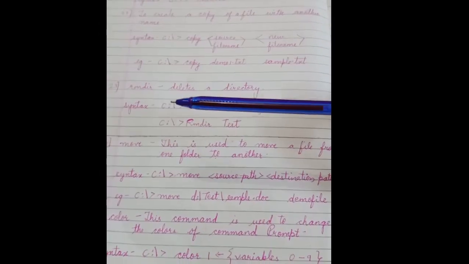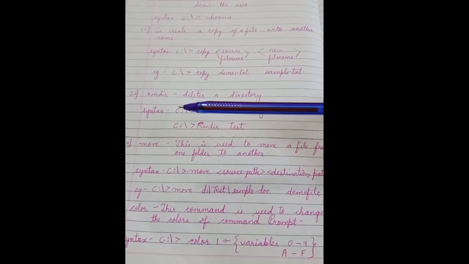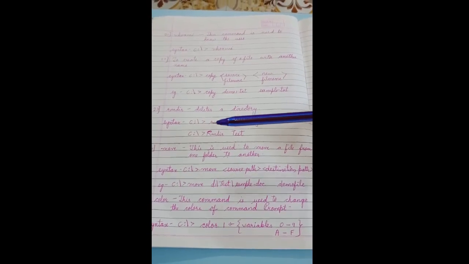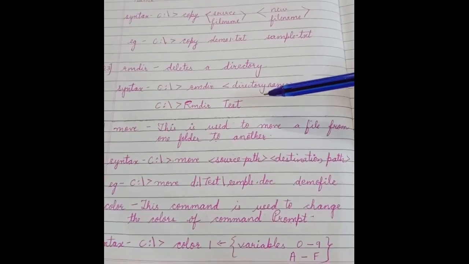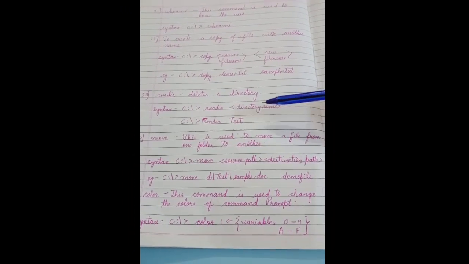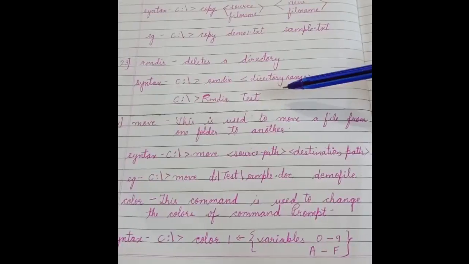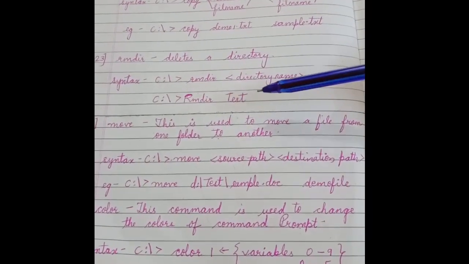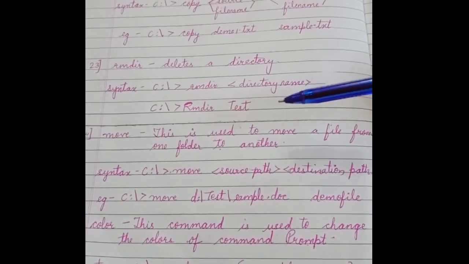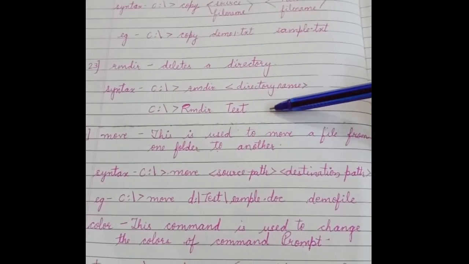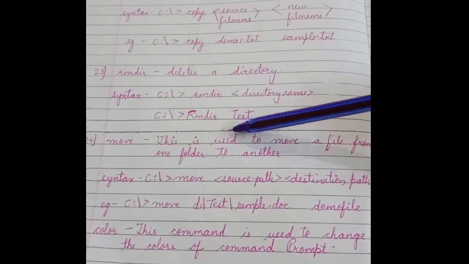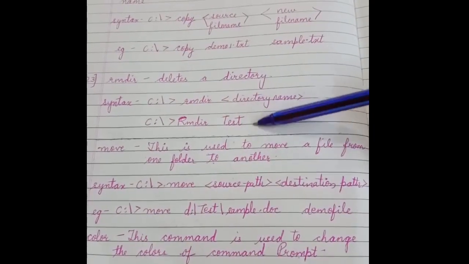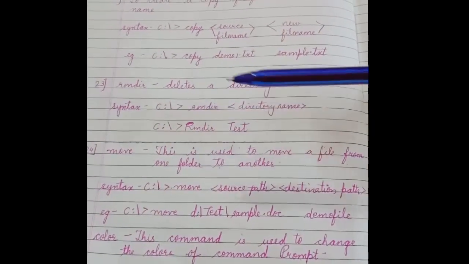Next command is rmdir. It stands for remove directory. It is used to delete an entire folder or directory. Here we will take a sample folder named test. This test folder is placed in the C drive and we'll try to delete it using the rmdir command in Cmd. So for that, type rmdir, space, directory name, that is test, which is located in C. After pressing enter, test will be deleted from the C drive.